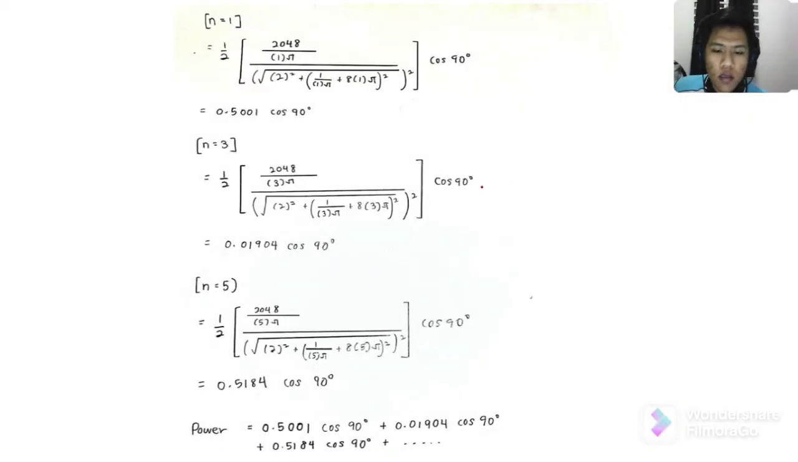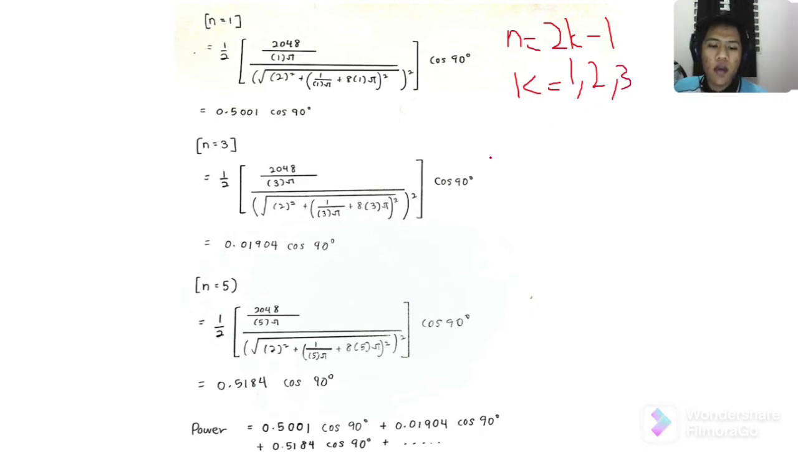So next, to find the n, the formula given is 2k minus 1, where k is 1, 2 and 3, and then we will get the n is 1, 3 and then 5. So we need to find the power by using the value of n is 1, 3 and 5.